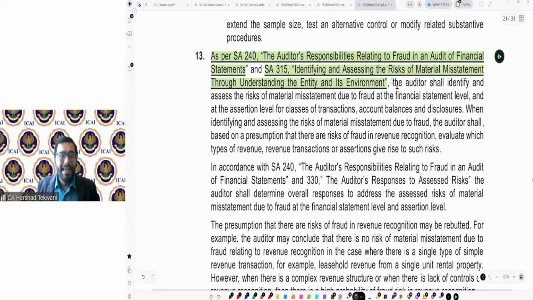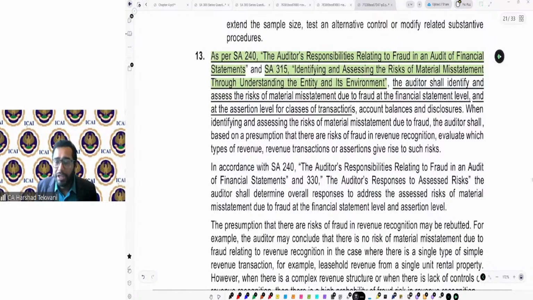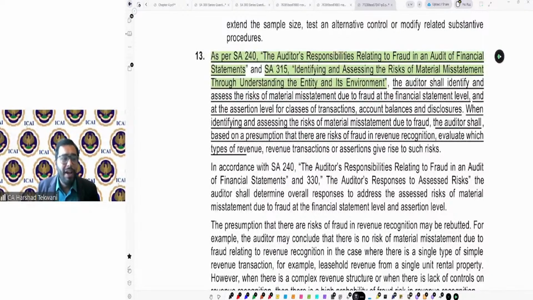So, what it says is that the auditor shall identify and assess the risk of material misstatement due to fraud at the financial statement level and at the assertion level for the classes of transactions, account balances, and disclosures. When identifying and assessing the risk of material misstatement due to fraud, the auditor shall, based on the presumption that there are risks of fraud in revenue recognition, evaluate which type of revenue transaction or assertion gives rise to such risk. Remember in the lecture when we were discussing fraud.